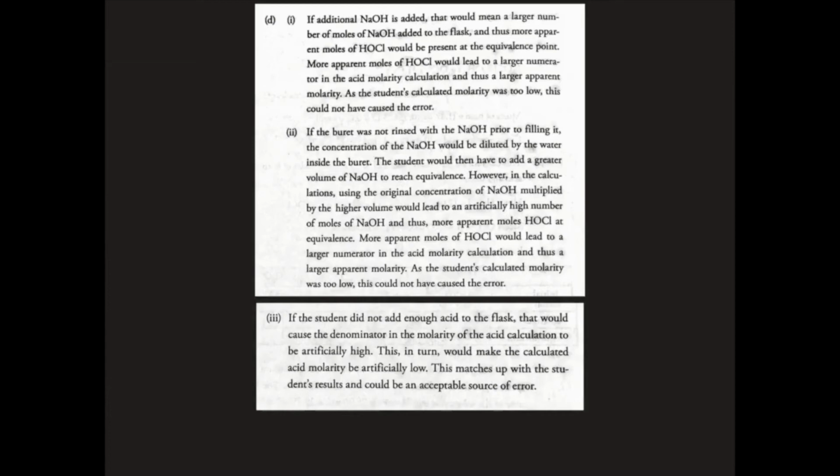If they added too much NaOH, then since the volume of NaOH is too high, that would make the experimenter assume that the moles of NaOH is higher, which means that the moles of HOCl are too high, which means they would calculate the concentration of HOCl to be higher than what it should be. Well, that's not what happened. They actually calculated it to be too low, not too high. So that one doesn't work.